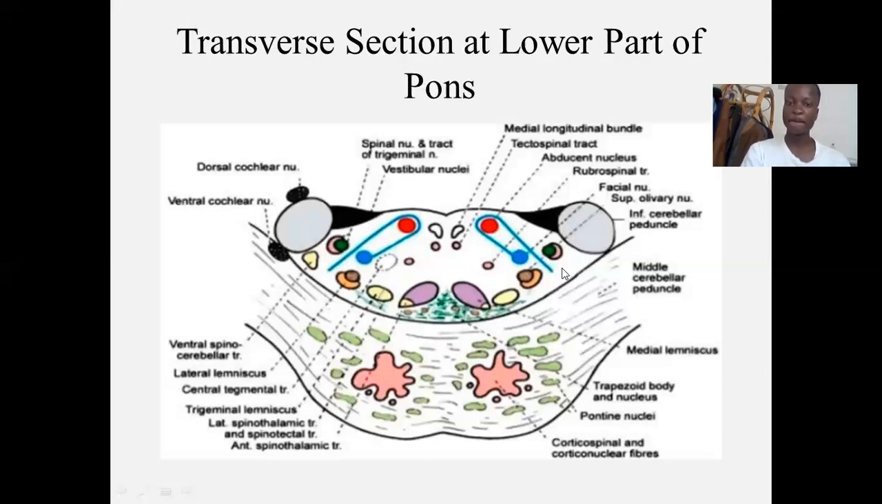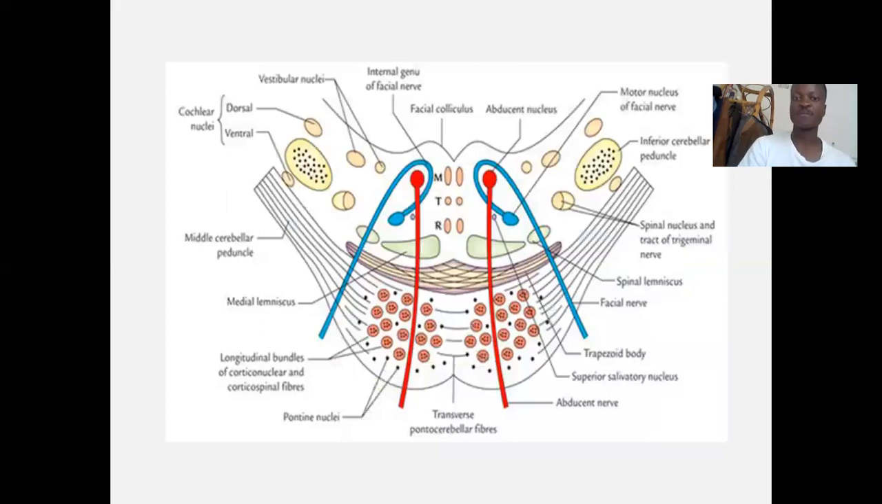Then this is the spinal nucleus and the spinal tract of the trigeminal nucleus, which is this one. They're still present in the lower part of the pons. Then if you look at it from another view, which is this one, this is still the abducens, having a more medial exit to the facial nerve. Then this is the medial lemniscus. This is the spinal lemniscus.